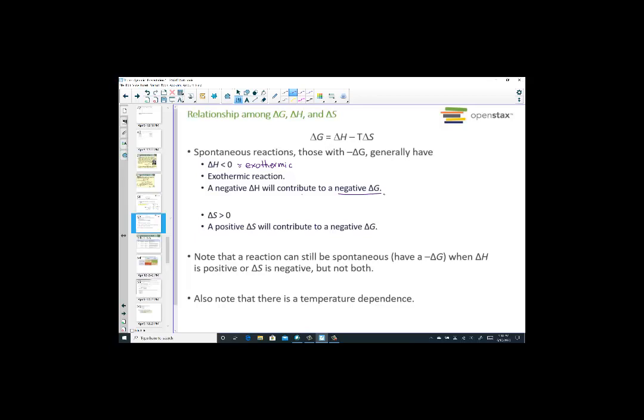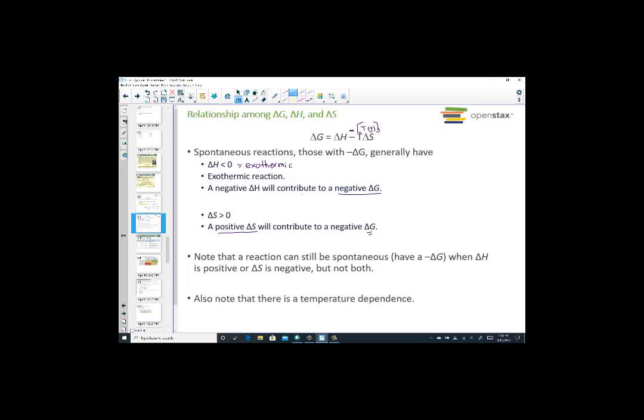Another favorable variable is an increase in the entropy. We want a positive entropy to contribute to a negative delta G. Now remember, that's because there's a negative sign here. The Kelvin temperature times a positive value of entropy is going to create a negative delta G, and that's a favorable indication of a spontaneous reaction.